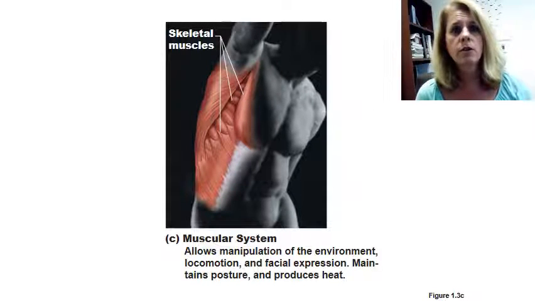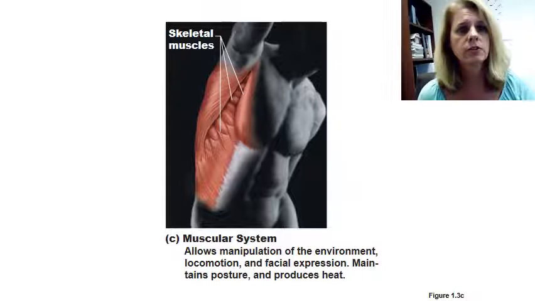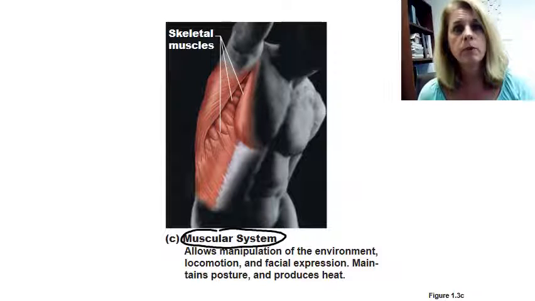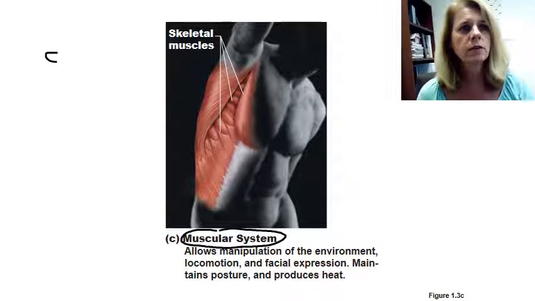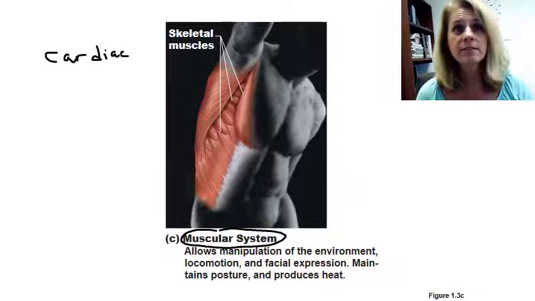The next system are the muscles. So we have the muscular system. And the muscles allow us movement. This basically allows us to move. And so there's different types of muscle. You have skeletal muscle, and you have cardiac muscle, and you have smooth muscle.